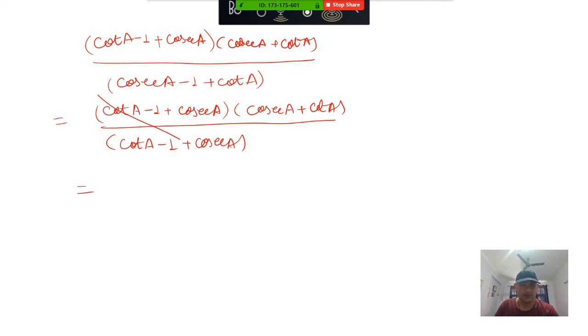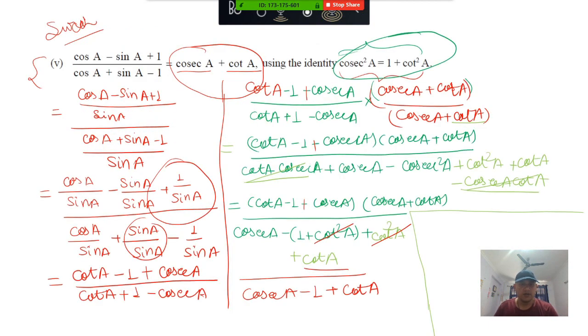Clear? So this becomes cosec A plus cot A. So that's what we have to prove in the right hand side. That's the answer, cosec A plus cot A here. Correct?